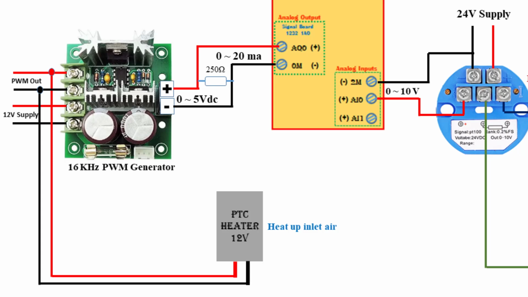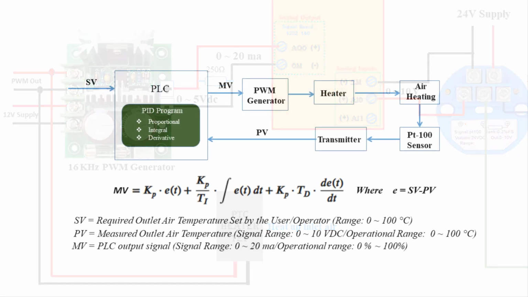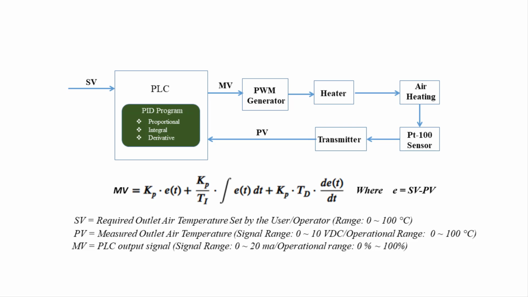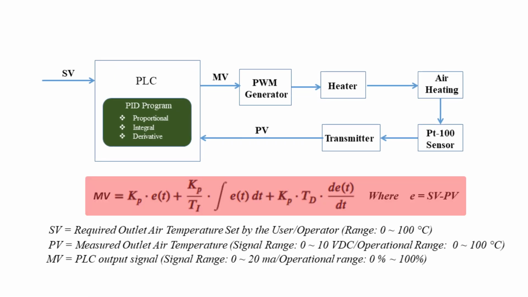Thus, the heater power is continuously adjusted by the PLC output signal until the outlet air temperature reaches the required value. Now, before proceeding to PLC programming, let's have a look at the PID algorithm and its associated parameters, depending on which the PLC makes output.